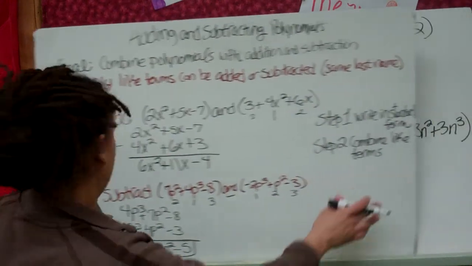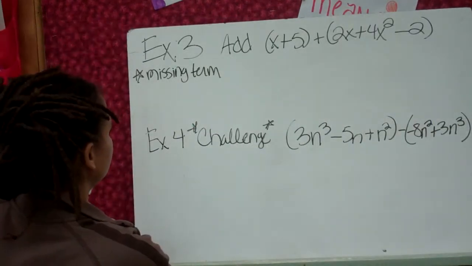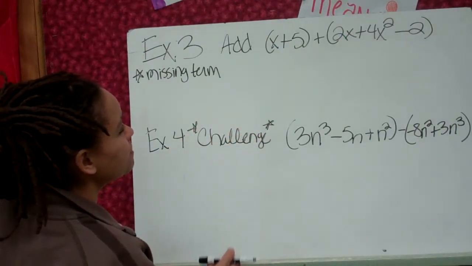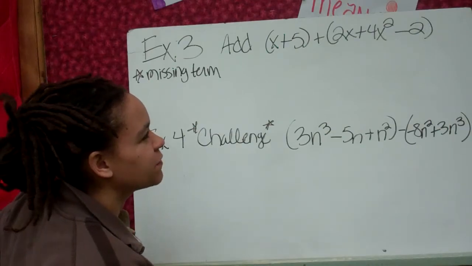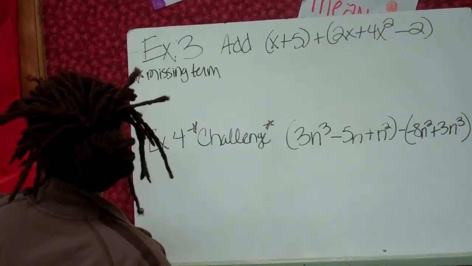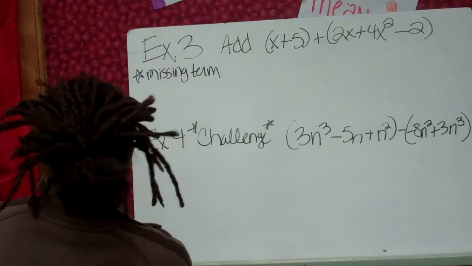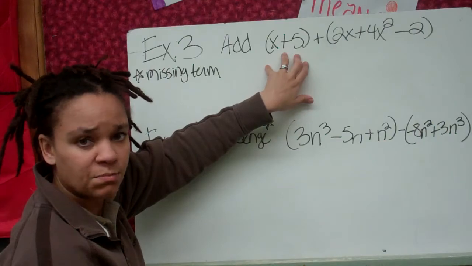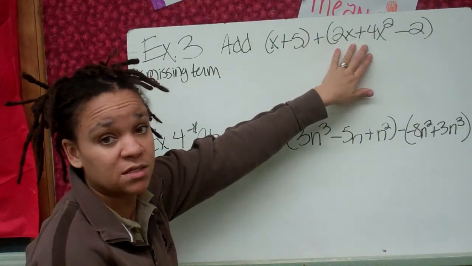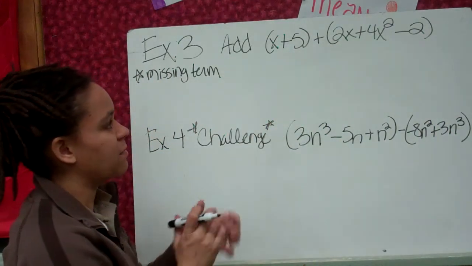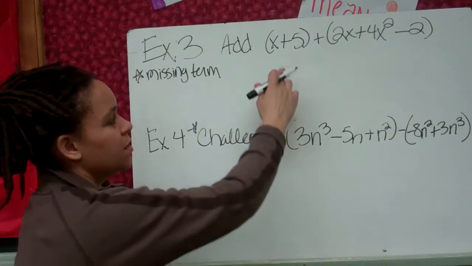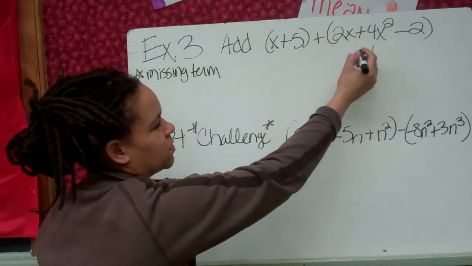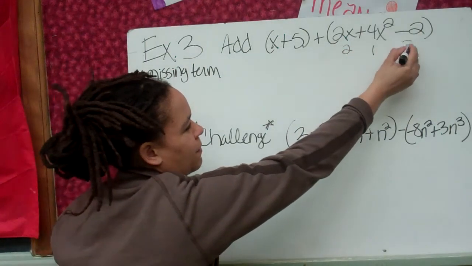I think we have 2 more examples. Example 3 and example 4. So let's add x plus 5 and 2x plus 4x squared minus 2. What you'll notice here that I wrote is that there's a missing term. There's no squared term here in this binomial. This trinomial has a squared term. So we're going to hold a place marker for that because I want to order them in descending order so that they're in standard form. So that'll be my first, that'll be my second, that'll be my third.